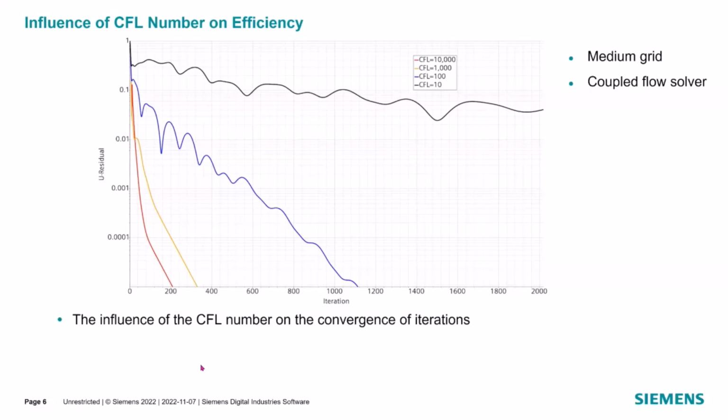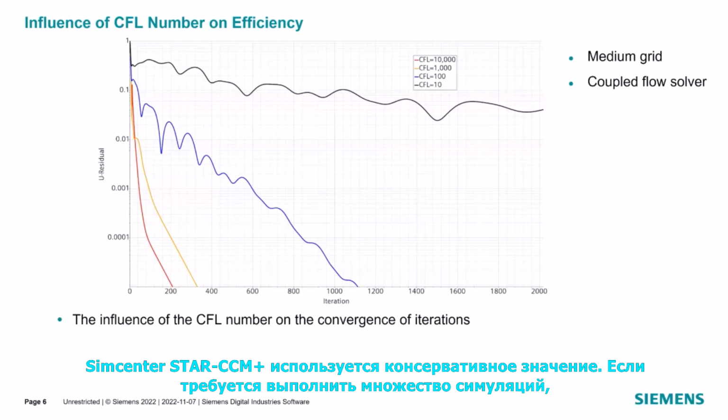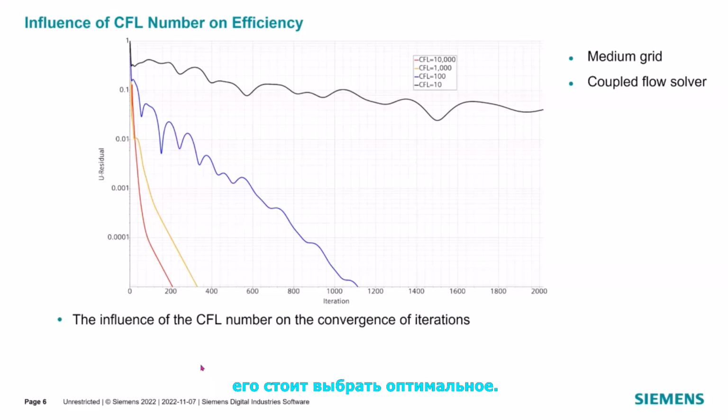The default value in Simcenter STAR-CCM Plus is conservative. It is worth looking for optimum if many simulations are to be performed. For a given grid, the convergence of coupled solver is faster when the CFL number is increased up to a certain limit, beyond which the convergence becomes again slower or iterations diverge. The optimum value of CFL number depends on the flow being computed, the grid fineness, it is lower for finer grids, and the grid quality, it is lower for poor grid quality.